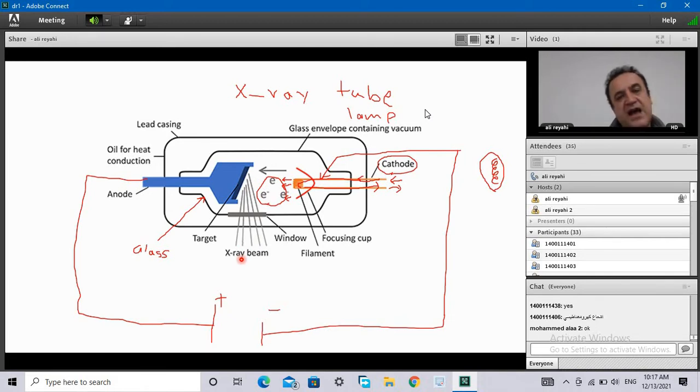Of course, we have some little parts. For example, a focusing cup. This cup, which is connected to a negative voltage, focuses electrons to the left side. Another part is a window. The window is the exit part of the X-ray tube for sending X-ray toward outside.